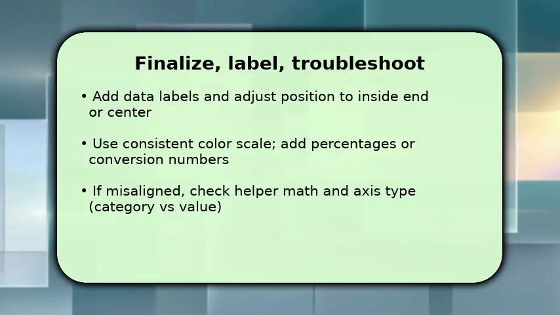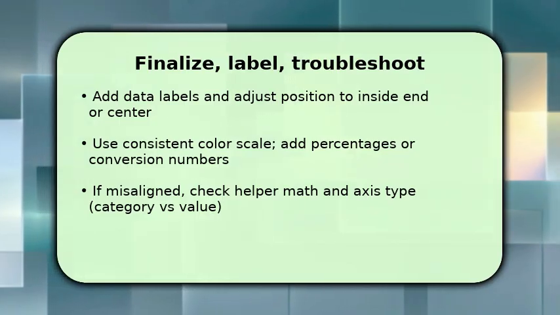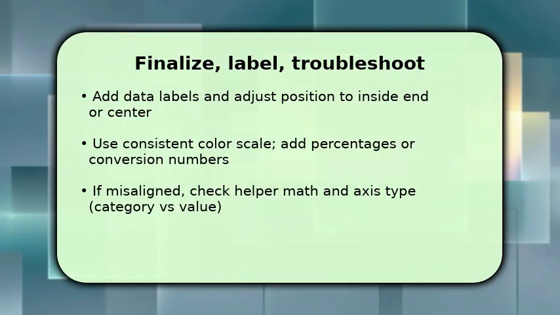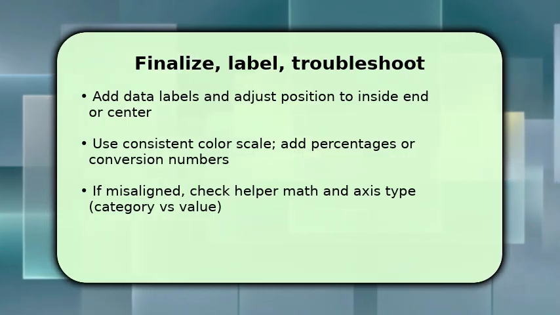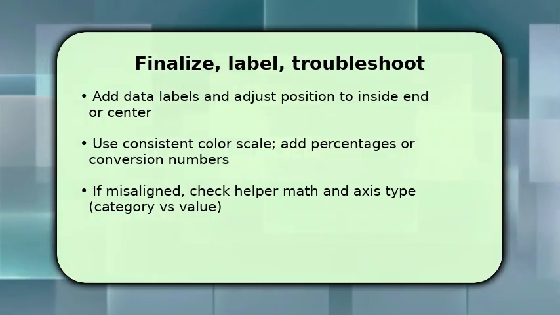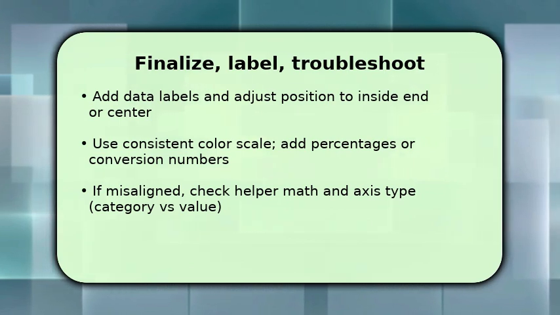If the funnel looks off, review the helper column formulas and confirm your axis is categorical, not date or numeric scaled. Fixing the helper cumulative values or switching axis type typically resolves it.